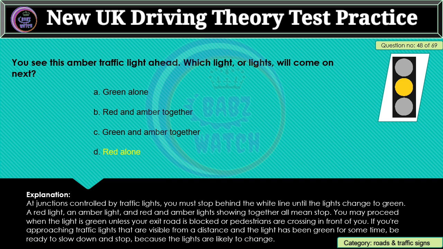Explanation: at junctions controlled by traffic lights, you must stop behind the white line until the lights change to green. A red light, an amber light, and red and amber lights showing together all mean stop. You may proceed when the light is green unless your exit road is blocked or pedestrians are crossing in front of you. If you're approaching traffic lights that are visible from a distance and the light has been green for some time, be ready to slow down and stop because the lights are likely to change.